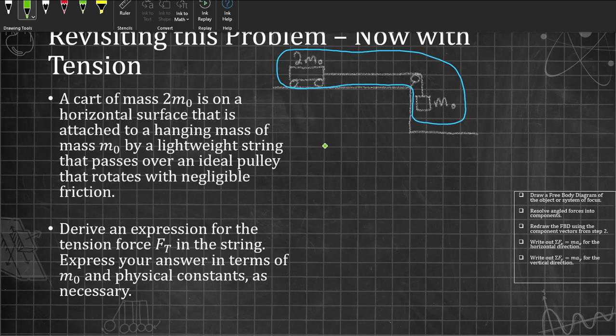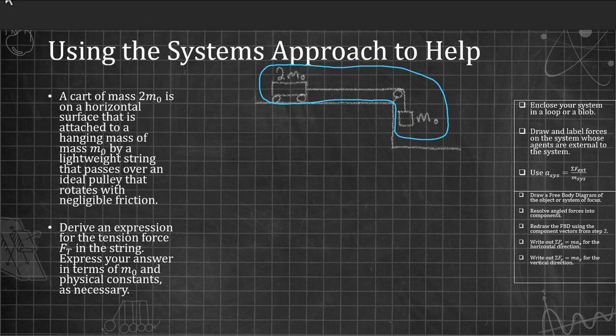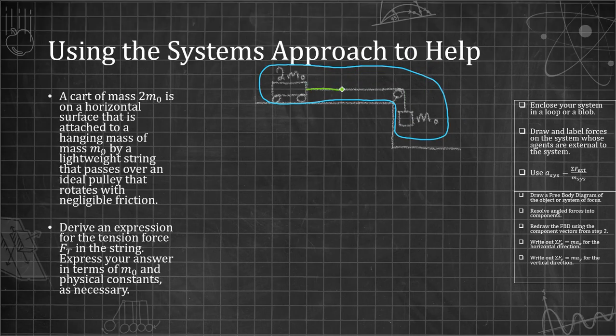Remember, in this example where we have the cart of mass 2m and the hanging mass of mass m, the tension force acted on both objects, and it acts the same on both objects because it's the same string. But we weren't able to analyze it because we were ignoring it by looking at the entire system and how it moves as a whole. And so we'll work through and solve the acceleration of the system again, just using the systems approach.